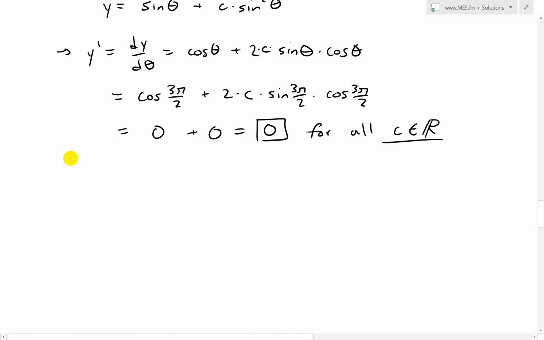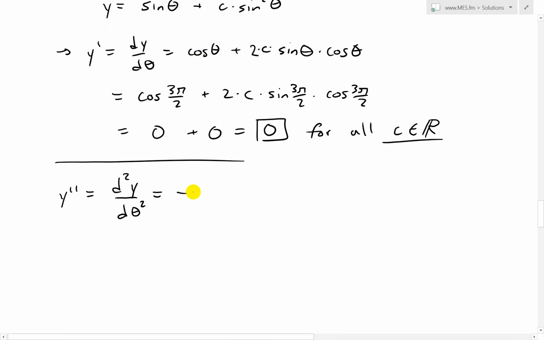And now the next step is y double prime. This equals d squared y over d theta squared. That's the notation for it. I believe that's Leibniz notation or whatnot. So anyways, now that we have that, this equals 2.